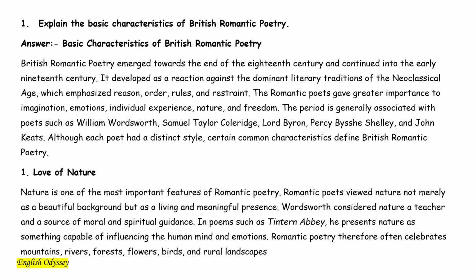Okay, so let's start with our first question. Explain the basic characteristics of British Romantic poetry. So first of all, Romantic poetry emerged towards the end of the 18th century and became prominent in the early 19th century. It was a reaction against the neoclassical focus on reason, rules and order. Romantic poets gave more importance to nature, imagination, emotions, and individual experience. And among these, one of the most important characteristics is their love of nature.